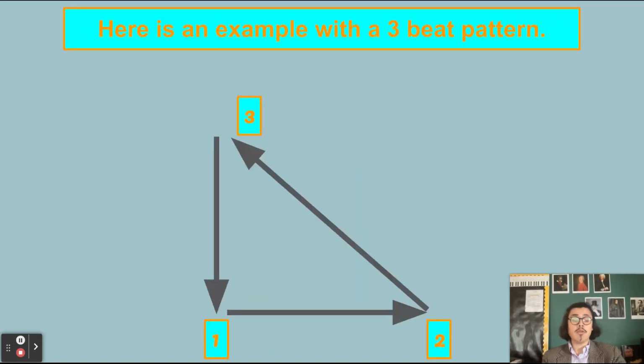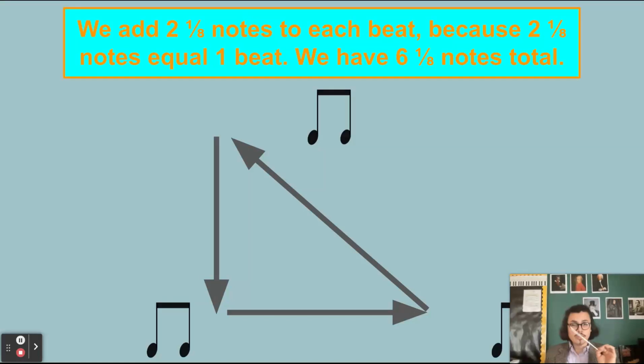Now here's an example with a 3-beat pattern. 1, 2, 3, 1, 2, 3. That's a 3-beat pattern. And now we add two eighth notes to each beat because two eighth notes is equal to one beat, and we have 3 beats. So that means we're going to have 6 eighth notes total.